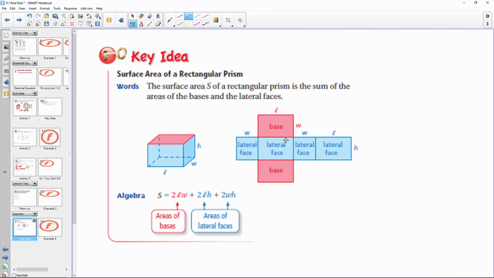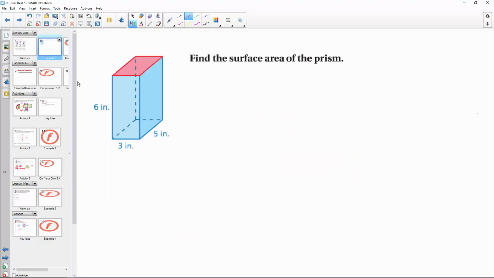This, again, is the formula that we just looked at before. You have your 2 times this face, 2 times this face, and 2 times this face. And then we make the actual net. The things that are on the top and the bottom are called bases, and the other things are called lateral faces. So here's an example. Find the surface area. So pause the video and give it a try.